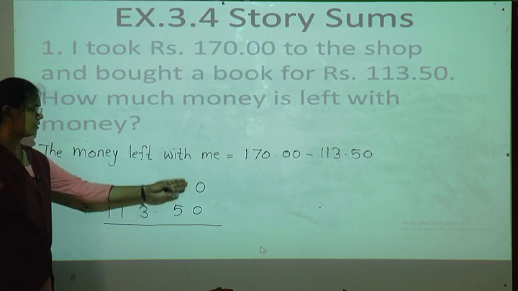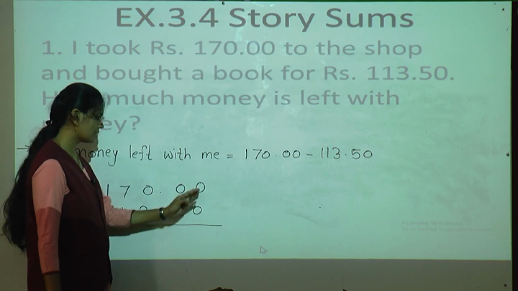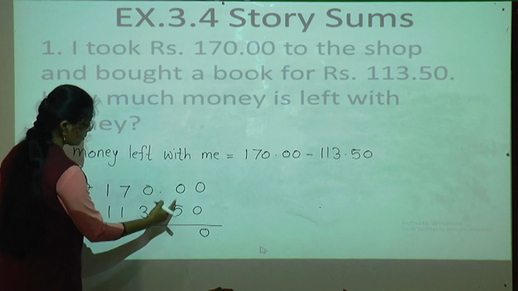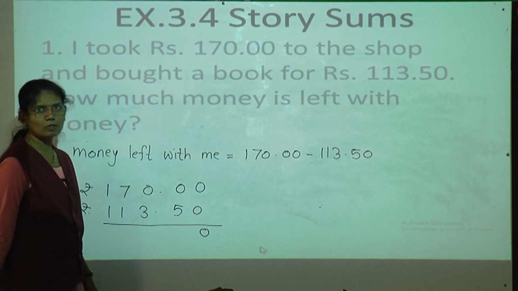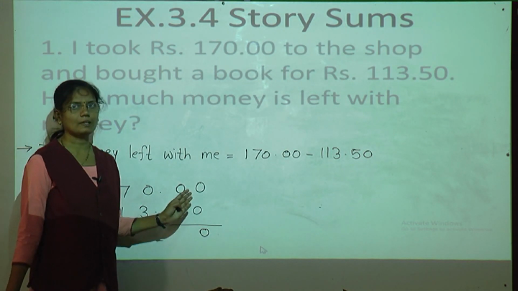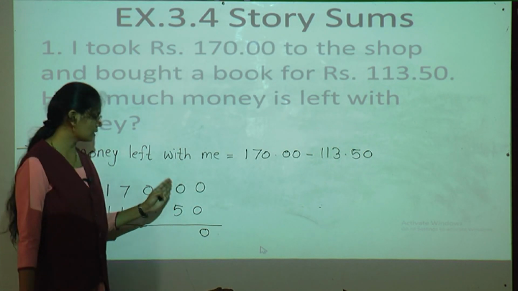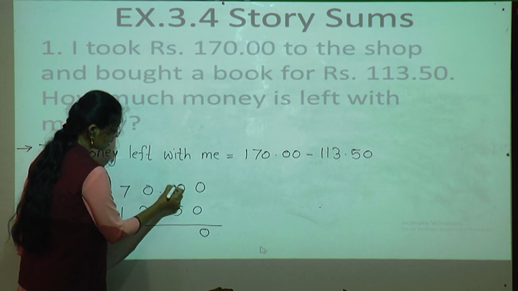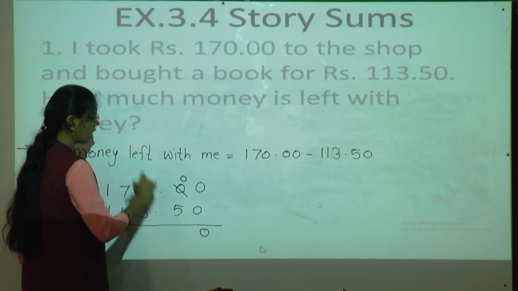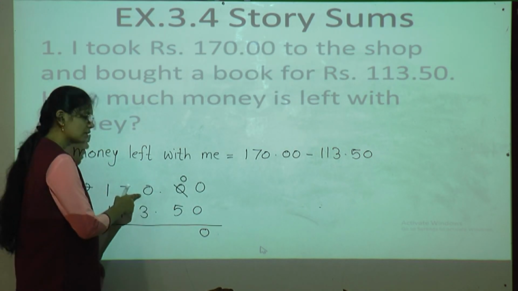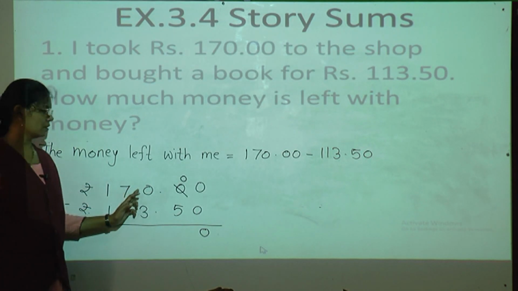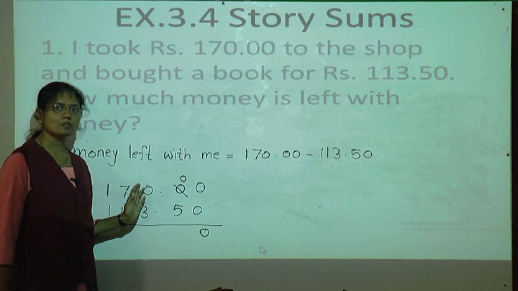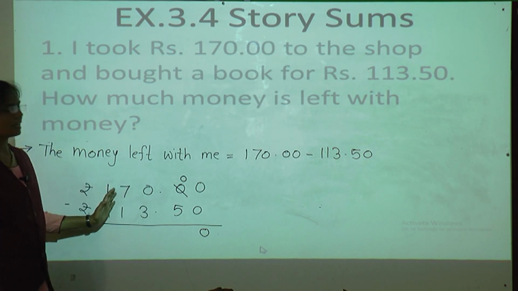Now start from the right side. Here 0 and 0. 0 minus 0, 0. Now here 0 minus 5. Can we do 0 minus 5? No, we can't do 0 minus 5. Why? Because 0 is smaller than 5. So what will we do? Just we have to cut this 0 and write here as it is. Then we'll move to the next. Okay, but here also 0 is there. So again we'll move to the next neighbor.